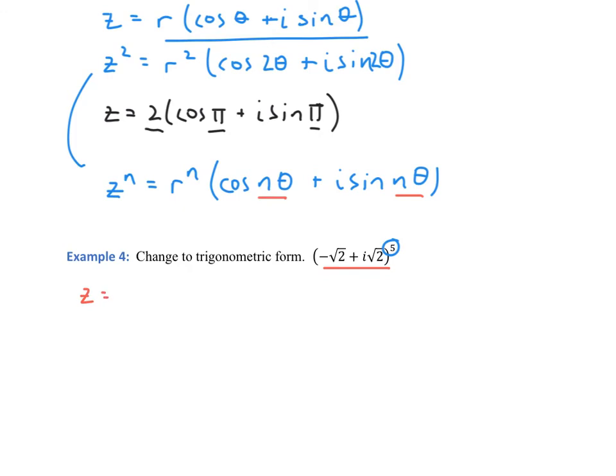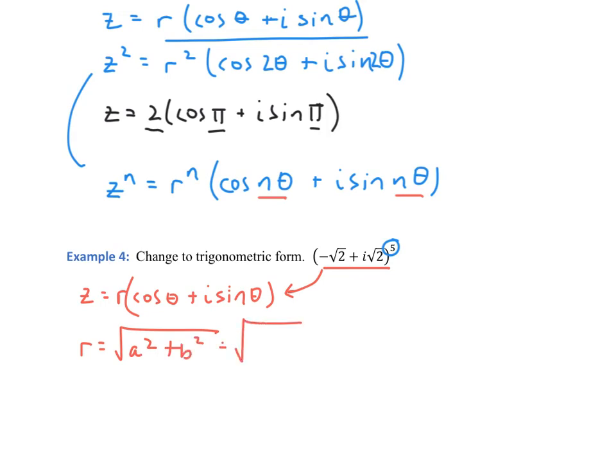Remember, that means I want r cosine theta plus i sine theta. That's what I want this to change into. Well, if I'm going to do that, I need to know what r is. How do I get r? R equals the square root of a squared plus b squared. In our case, that would be the square root of negative root 2 squared. Very good.